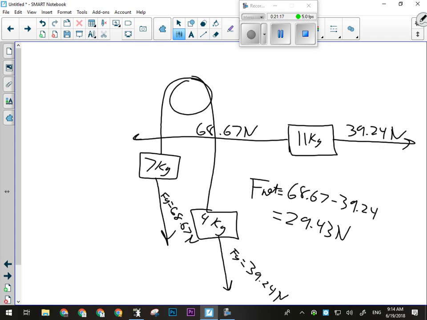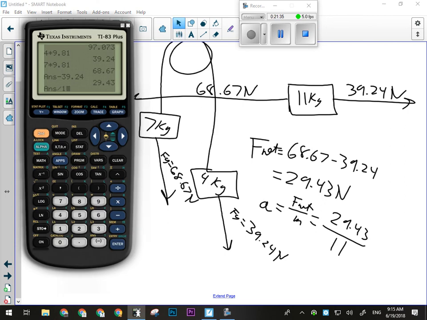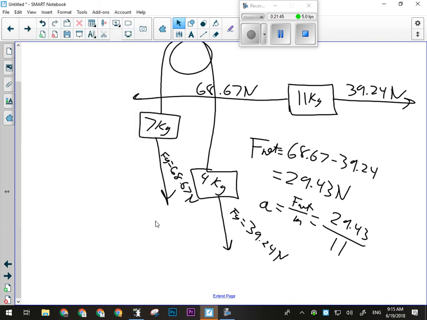Now I want to calculate the acceleration, and this is the part that people screw up on a question like this. That's going to be F net divided by mass, and it's the mass of the system that we use here. So 29.43 divided by 11 kilograms gives us 2.7, because we only have two significant figures here. Actually, we only have one significant figure here, so this is going to be 3. So the acceleration is going to be 3 meters per second squared, and because it's for the 4 kilogram mass, it would be up.